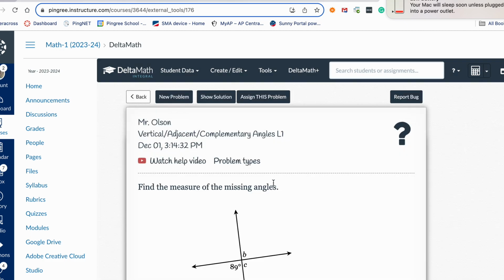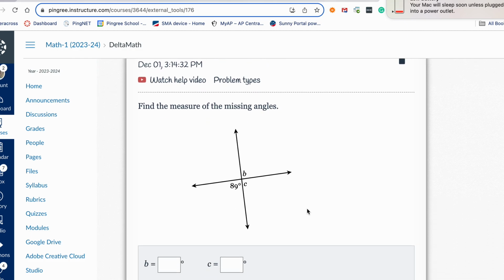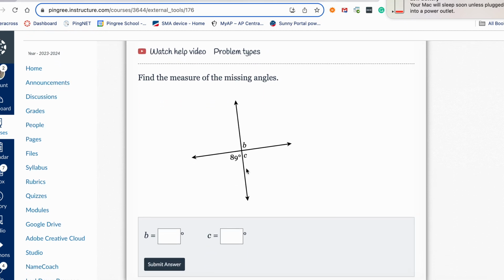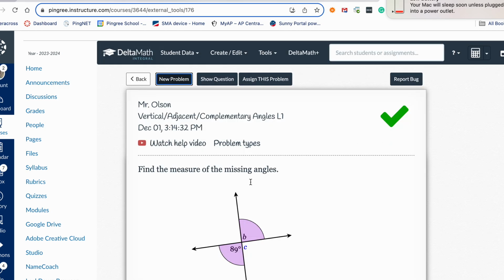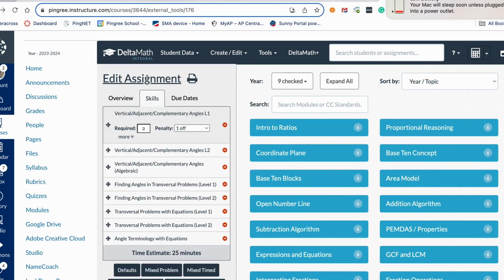So this is a little bit of review from vertical angles. If you have questions like this and they say find the measures of the missing angles, you just need to understand that C and 89 is a linear pair. So C is going to be 91 and B is going to be the same as its vertical angle counterpart, which is 89, and those are pretty straightforward. Okay, so you shouldn't be too stretched to do those.